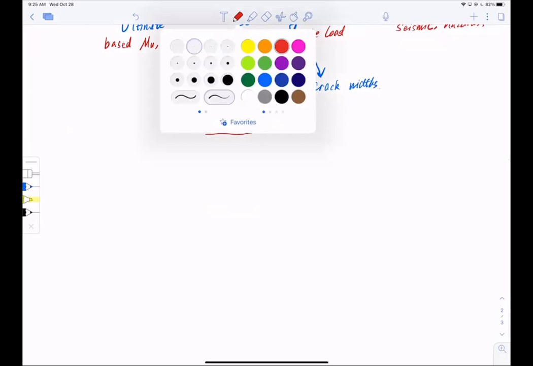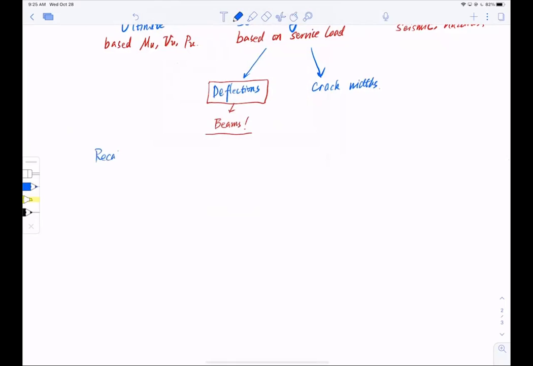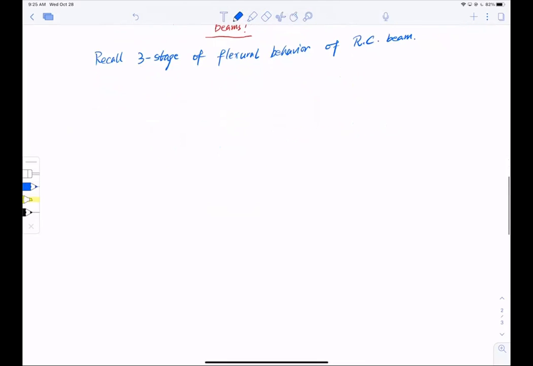So recall what I did before: three stages of flexural behavior of an RC beam, reinforced concrete beam. We briefly went through this a long time ago, but don't worry, we're going to remind you. What are the three stages? So let me just draw the diagram, right? Say I have a y-axis, and this is in terms of moment applied to the beam. Let me draw it quite big, and let me set an x-axis, and I call this curvature.